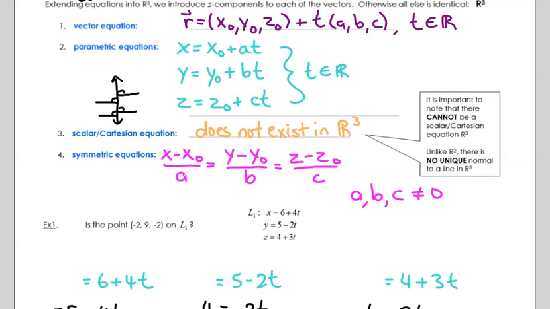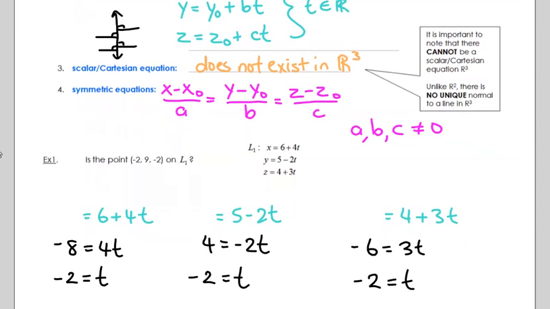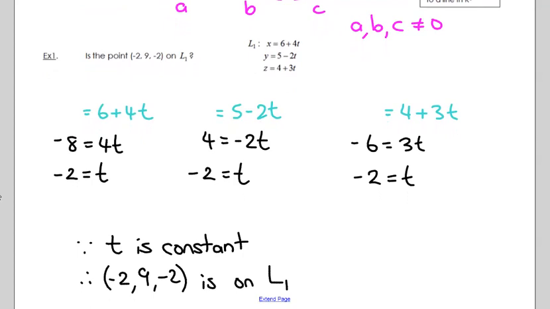All right, last one. Symmetric equations. You have a new fraction at the end, and that sums up all of the equations in 3D. So let's start tackling some of these questions.